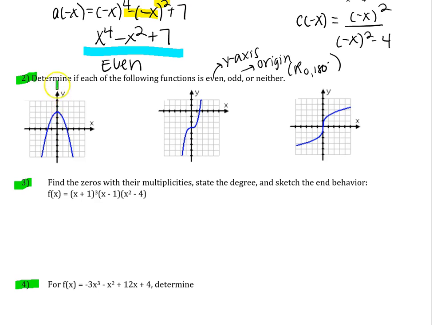So for example, the first one here is symmetric with the y-axis, so therefore it's even. This one over here, if I were to rotate my tablet 180 degrees, this function would look exactly the same, so therefore it's odd. But this one is neither symmetric with the y-axis, nor if I rotated my paper 180 degrees, would it look exactly the same. So that's why this one's neither. So that's even, odd, and neither.